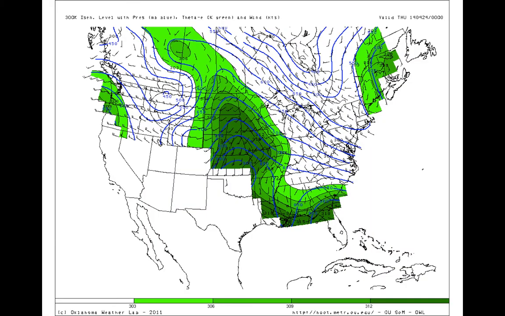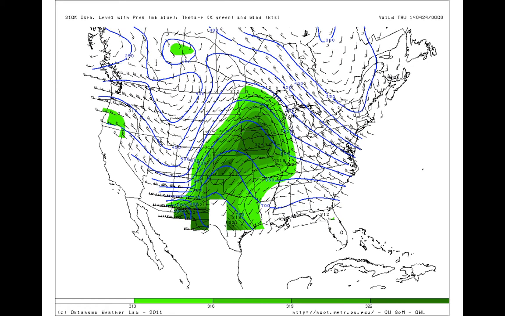For our 300 Kelvin isentropic map, you can see that we are under a broad area of strong isentropic lift. You can see on this map it goes from 900 all the way up to at least 650, so that's through a good portion of the lower atmosphere, which would support some lifting mechanisms for clouds and possibly for rain, with all of this moisture being advected into the region.